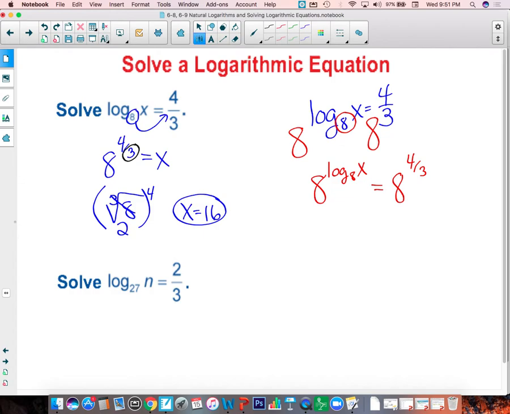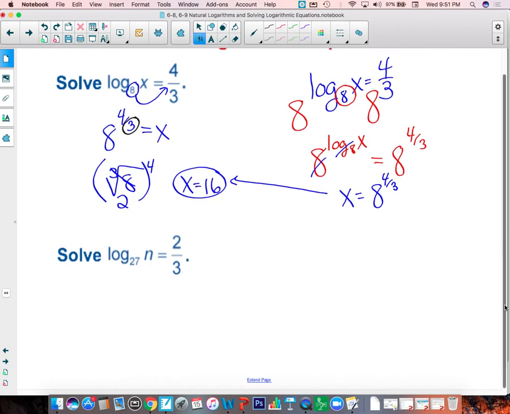I take both sides and I put them as a power of that 8. The inverse property here said that if I had an 8 there and a log base 8, those would both cancel out and I would just be left with an x. And then the stuff on the right is 8 to the 4/3, which is exactly what we had the other way. You can do it either way. Sometimes it's easier to do one way versus the other, but they both work out the same.